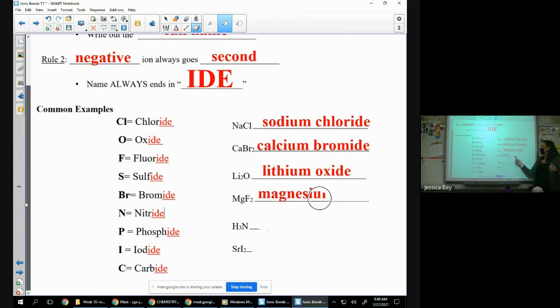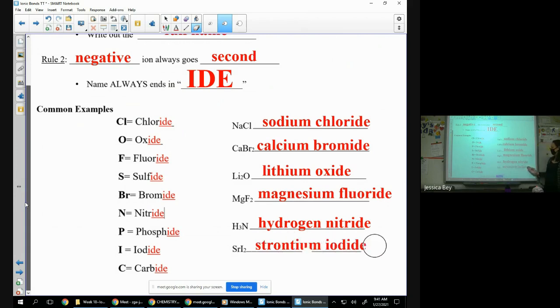Then magnesium fluoride. Now, remember, you write the full first name. So what is H? Hydrogen nitride. Very good. And then strontium iodide. Okay. So whenever the second name has an IDE ending. And I went really fast. You guys don't have to write all those if you don't want.